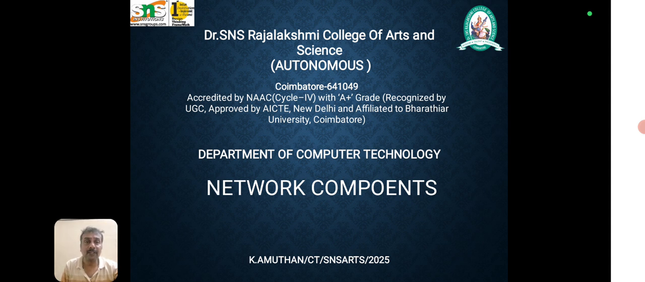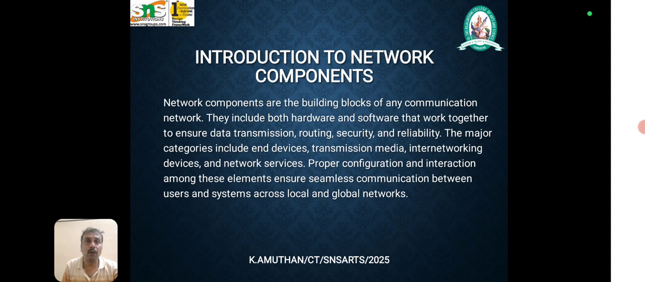In the last class we saw transmission media, and now we are going to see network components. What are the network components? The network components are the building blocks of any communication network. They include both hardware and software that work together to ensure data transmission, routing, security, and reliability. The major categories include end devices, transmission media, internetworking devices, and network devices. The proper configuration and interaction among these elements ensures seamless communication between user and system across local and global networks.